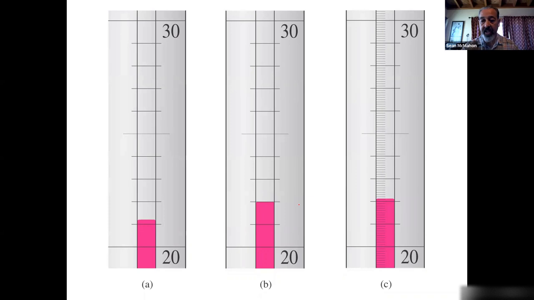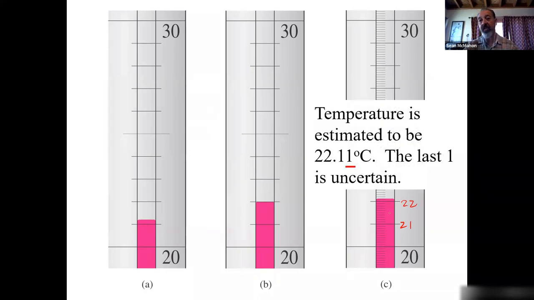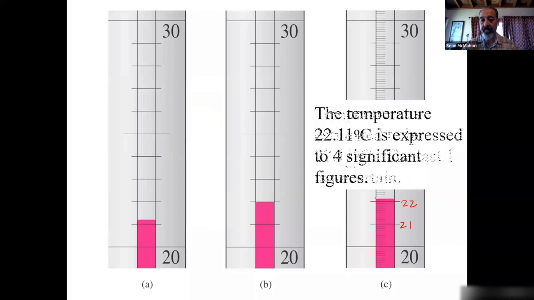Now, this last one, I notice that this is 21, this is 22, but each of these graduations is 0.1. So I should be able to go to the hundredths. This is 22.11. It's just above the 22.1. It's between 22.1 and 22.2. And in this case, there's 4 significant figures. 1, 2, 3, 4.